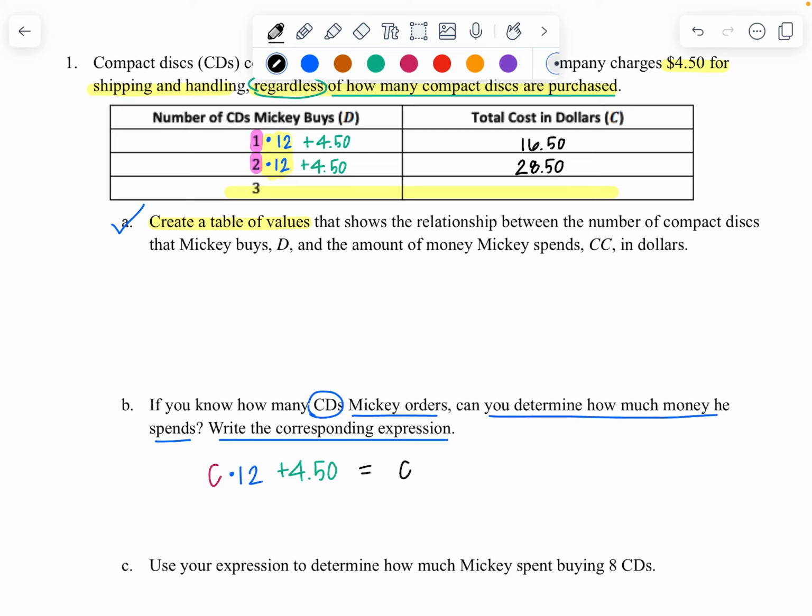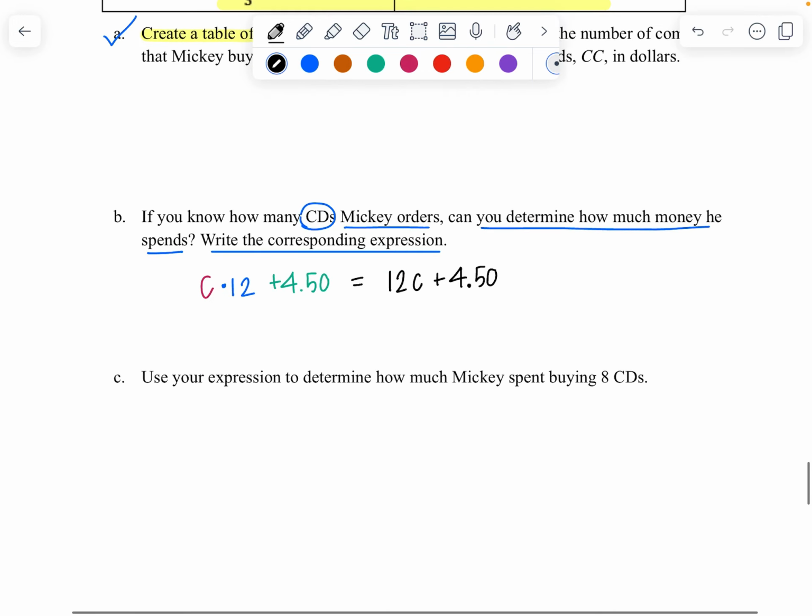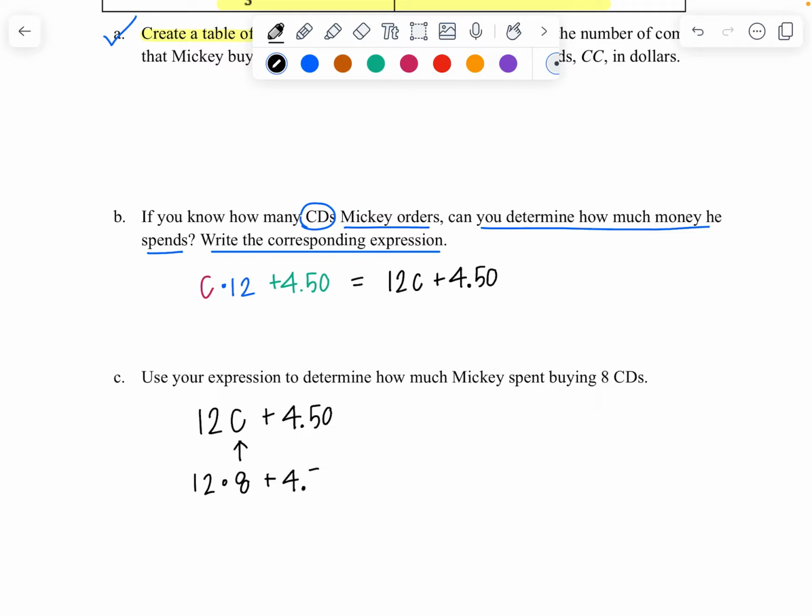I can rewrite this expression in the middle school way, 12C plus $4.50. Question C says, use your expression to determine how much Mikey spent buying 8 CDs. I'm going to leave you to solve question C on your own. You have the expression, and you know that this C, the number of CDs, is equal to 8, which means we can rewrite the expression and solve.